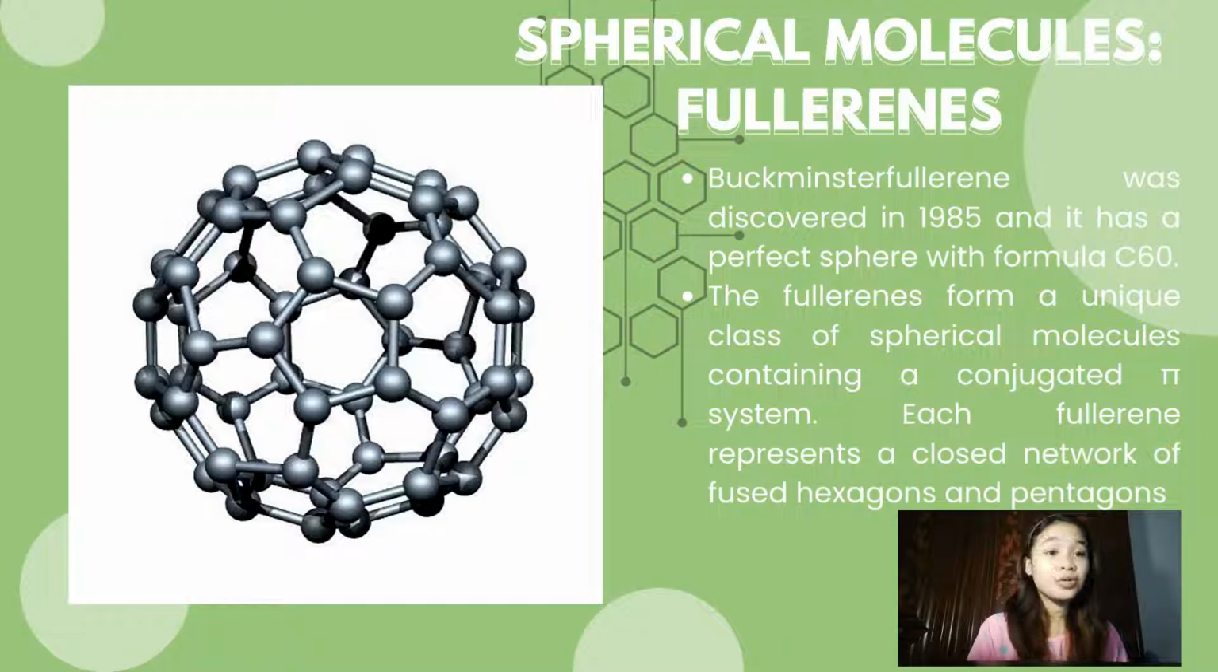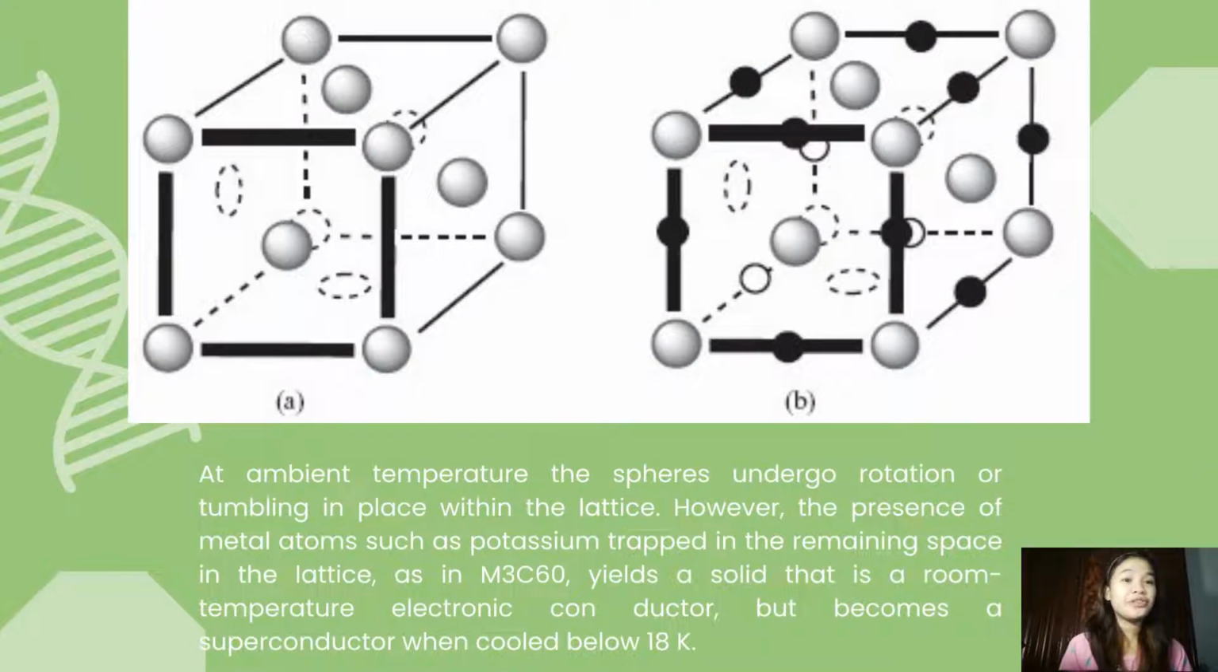Buckminster fullerene was discovered in 1985 and is a perfect sphere with the formula C60. The fullerenes form molecules containing a conjugated pi system. Each fullerene represents a closed network of fused hexagons and pentagons. They are carbon clusters whose surface is formed by 12 pentagons and any number of hexagons, as shown in the picture. There are two different structures.